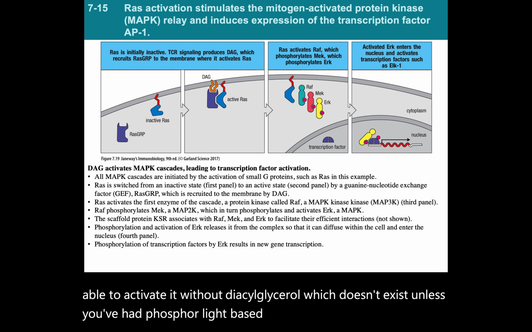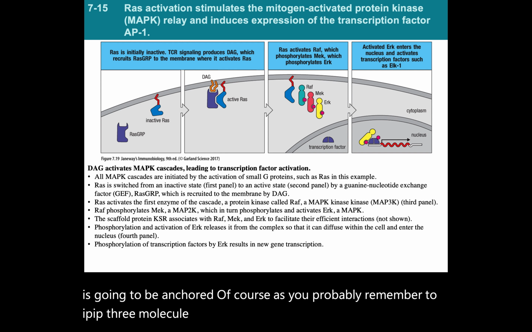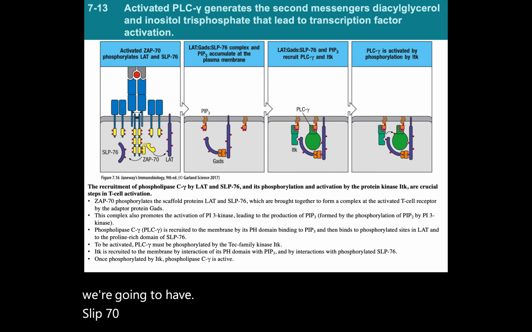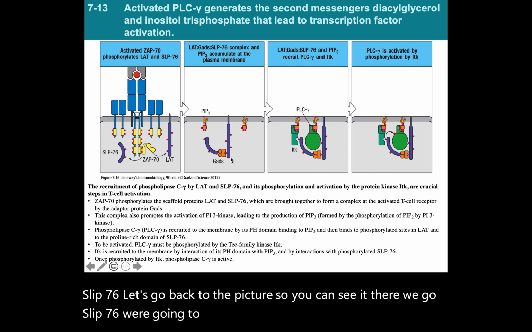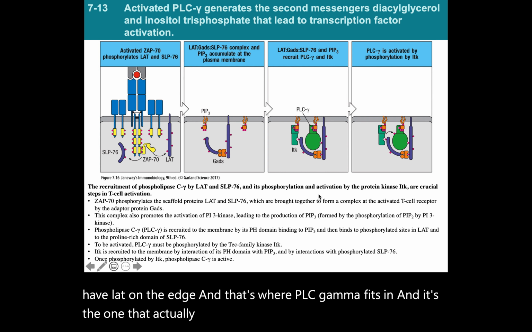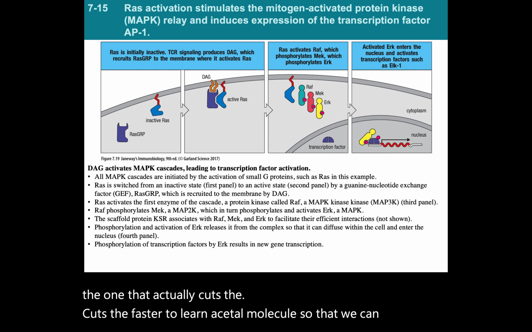And phospholipase C is going to be anchored, of course, as you probably remember, to a PIP3 molecule, and is going to be activated in that complex. So we're going to have SLP76. Let's go back to the picture so you can see it. There we go. SLP76, we're going to have GADs in the middle, and we're going to have LAT on the edge. And that's where PLC gamma fits in, and it's the one that actually cuts the phosphatidylinositol molecule so that we can get all this wonderful signaling downstream.